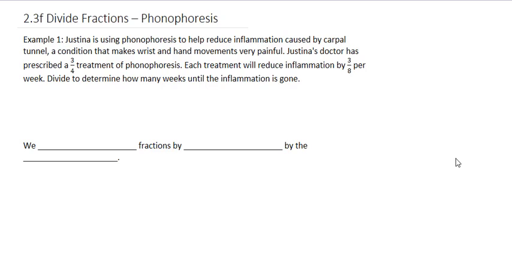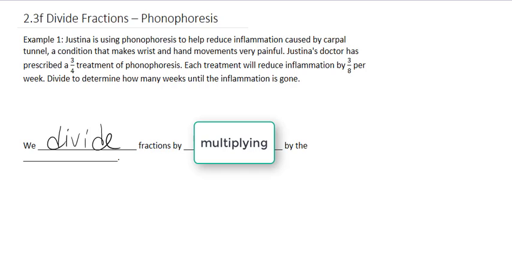So to solve this problem, we're going to need to divide. So we divide fractions by multiplying by the reciprocal. So our first step is to write down the numbers. So we write down the numbers 3/4 and 3/8.